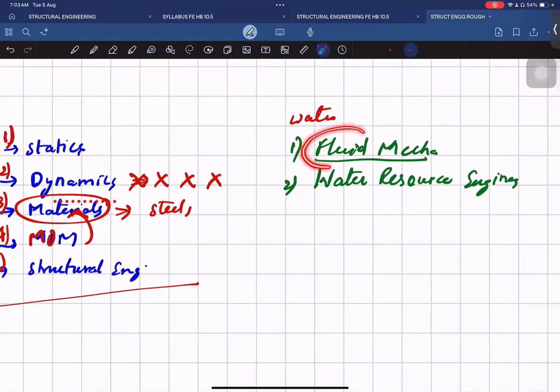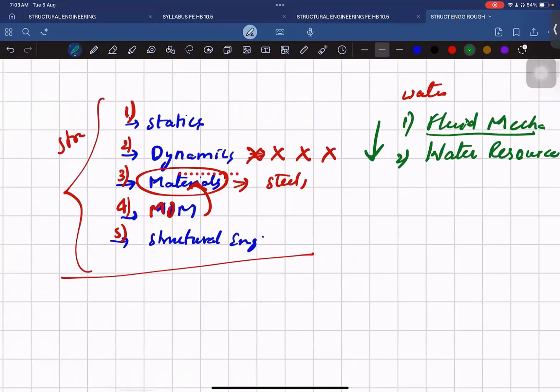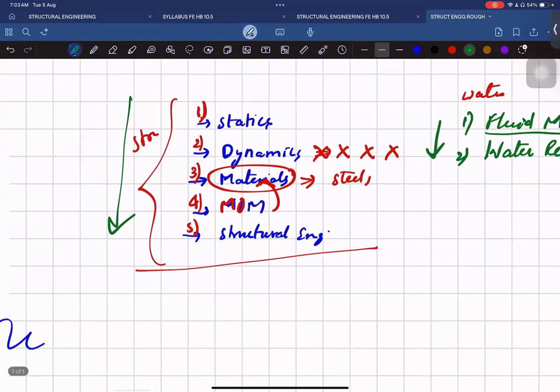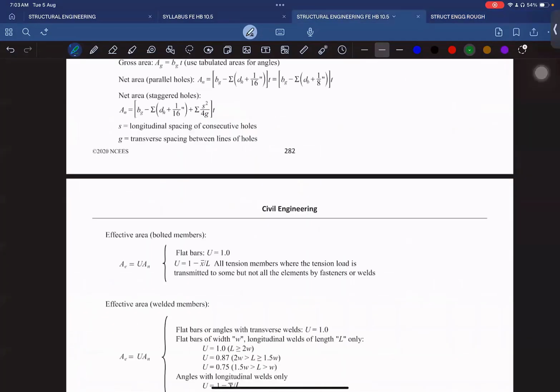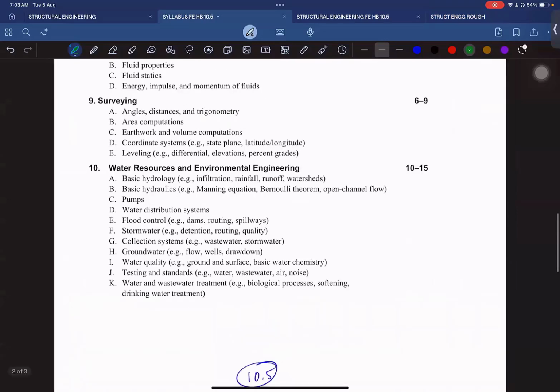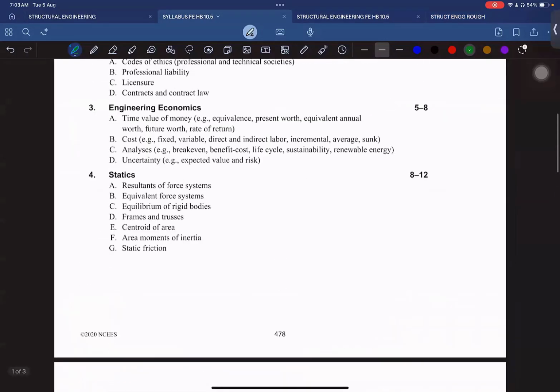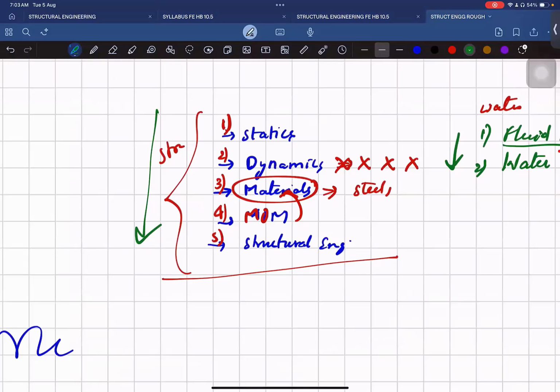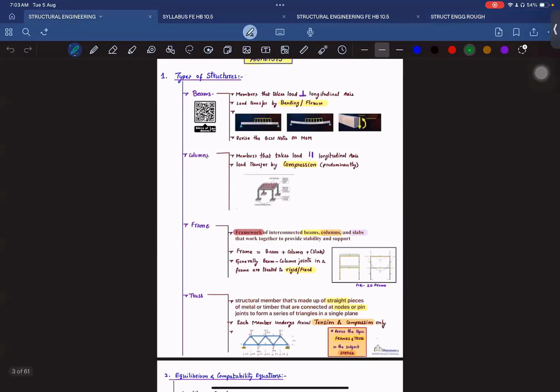I remember in fluid mechanics, we studied properties of fluids. What is density? What is specific gravity? So if you study this, the basics will be helpful for this subject. This is the order for this and the order for this. Before all these subjects, I suggest the first subject is mathematics and statics. Before then you do the maths, because everywhere you use maths in all the subjects, right?